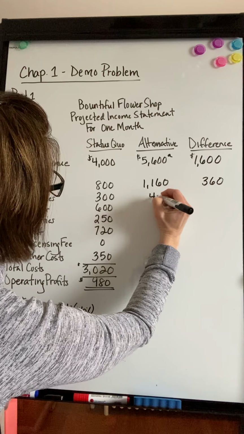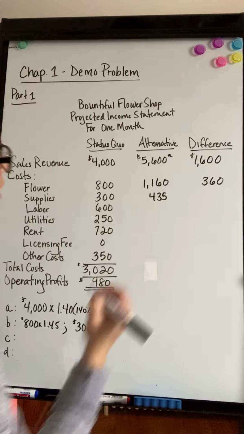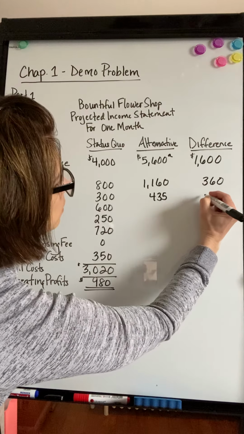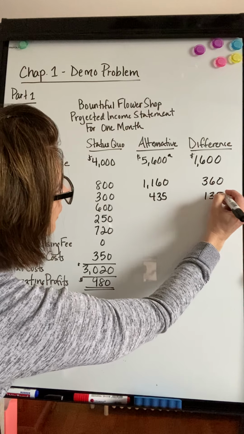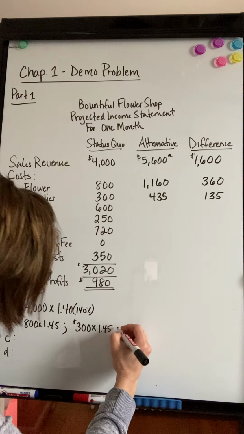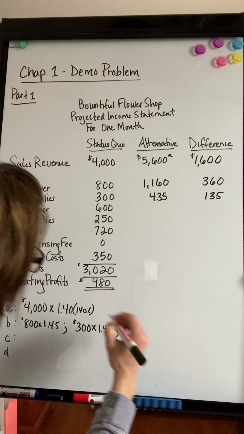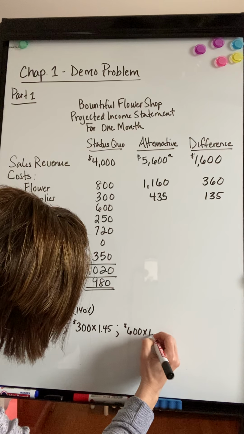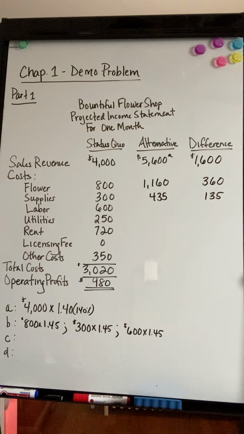Again, I recommend that you take the time to do the calculations as I do them, or pause the video if you have to. The difference is 135. Okay. Make sure you know where I'm getting all my numbers. Labor also going to go up by 45%. So that's the last calculation here that I'll jot down. That's $600 for labor times 1.45, right? And that is going to give me 870.